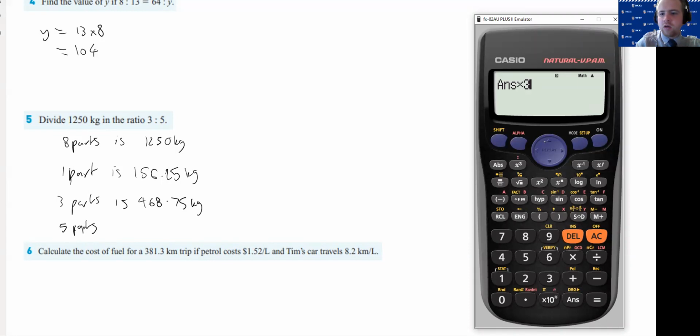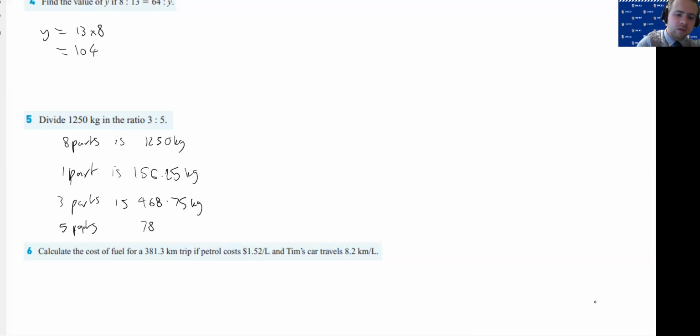If we go back, or we just type it in again, that's 1 part, times it by 5, and we get 781.25, 781.25 kilos. Okay, so find out the total number of parts, then find out what 1 part is by dividing by whatever number, and then multiply to get whatever number you need based on the question.